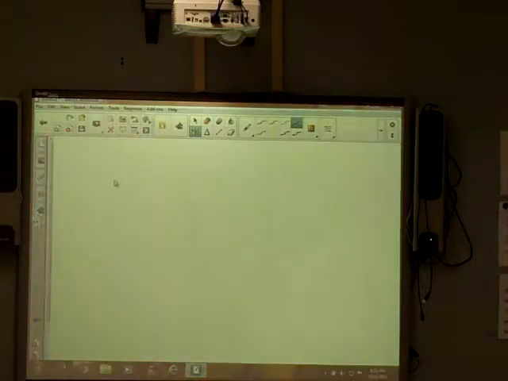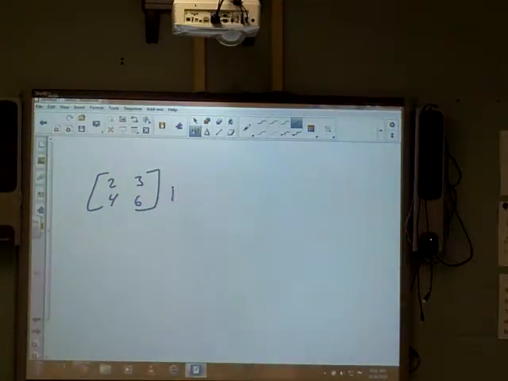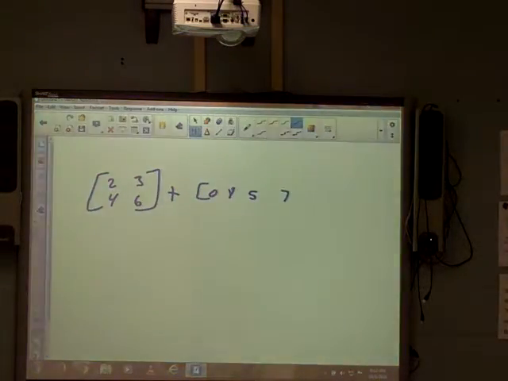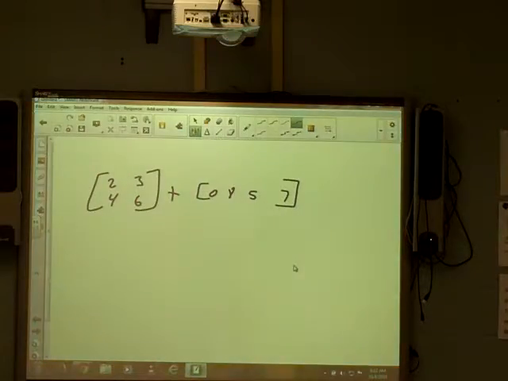I got 2, 4, 3, 6 plus 0, 8, 5, 7. Now all this matrix stuff that we're going to do can be done by hand and by calculator. Some of the multiplication ones, when we get into that in a little bit, I'll do by calculator because their steps take so long. I'll show you how to do them by hand, but then I normally do them by calculator. But these addition ones are pretty simple to do.